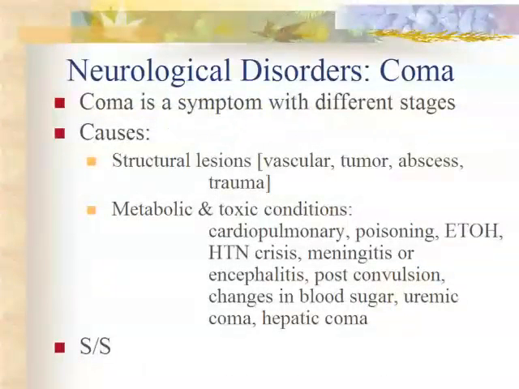Neurological disorders, coma. Coma is a symptom with different stages. It's not a diagnosis in and of itself. Some of the causes are structural lesions such as vascular, tumor, abscess, or trauma, and metabolic and toxic conditions such as cardiopulmonary, poisoning, alcohol intoxication, hypertensive crisis, meningitis, encephalitis, post-convulsion, changes in blood sugar, uremic coma, and hepatic coma. Non-traumatic coma has a better prognosis than traumatic.